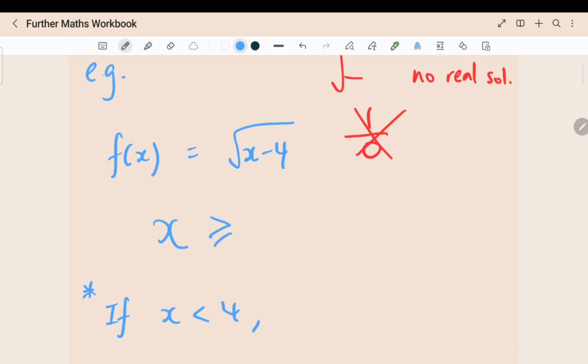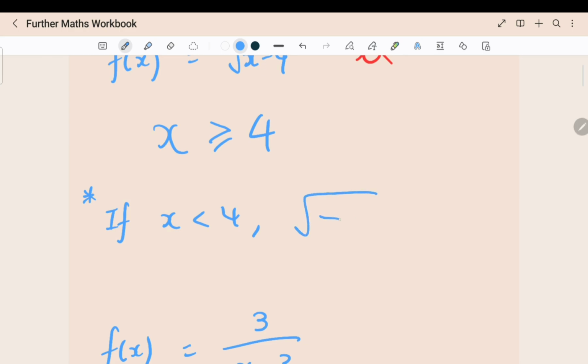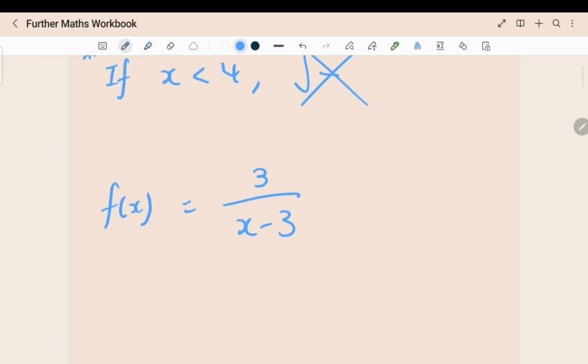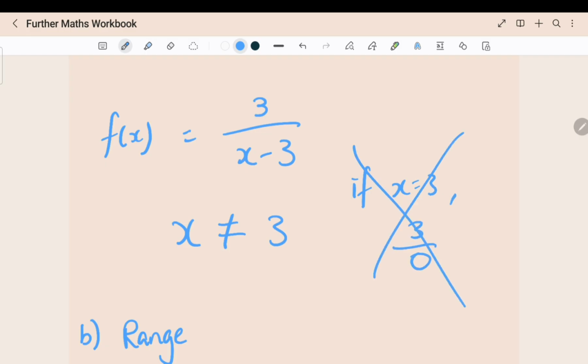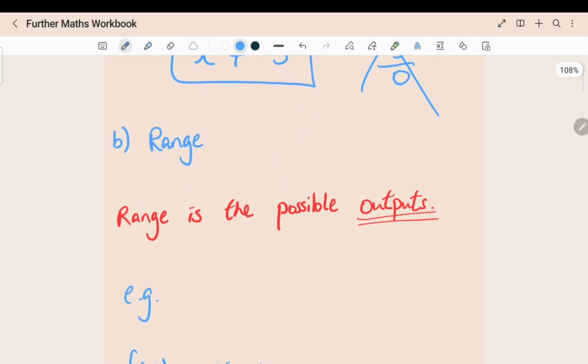For example here, x must be greater than or equal to 4, because if it is not, then this will be negative. You will get a negative square root, which is not allowed. Then for this one, the domain of this function is x not equal to 3, because if x is equal to 3, then you get 3 over 0, which is not allowed. So x not equal to 3 is the domain of this function.